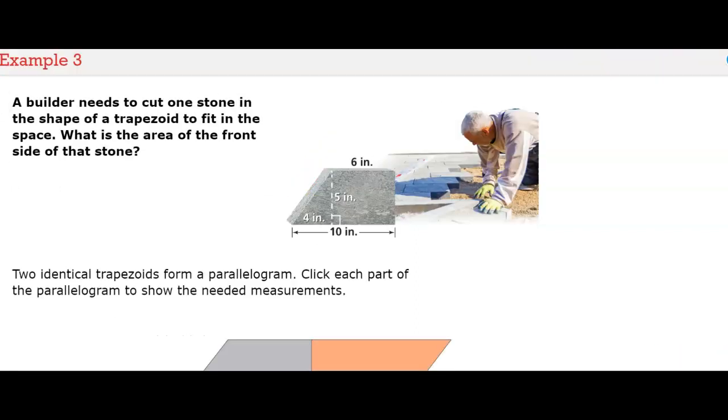A builder needs to cut one stone in the shape of a trapezoid to fit in the space. What is the area of the front side of that stone? You see the paver of the stone, and you see that it has this front piece here. That's what it's asking us to find the area of, that front piece. So the height is from that corner down, and that is 5 inches, and then the base would be 4 inches.